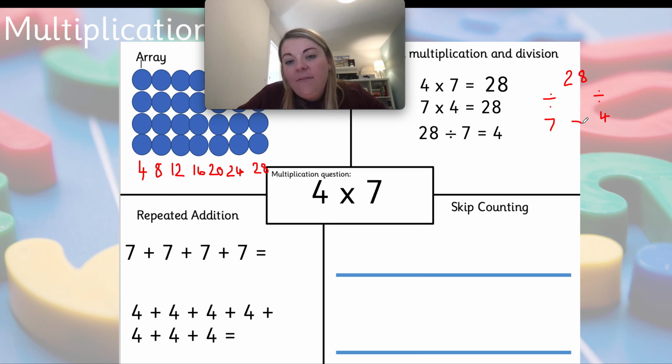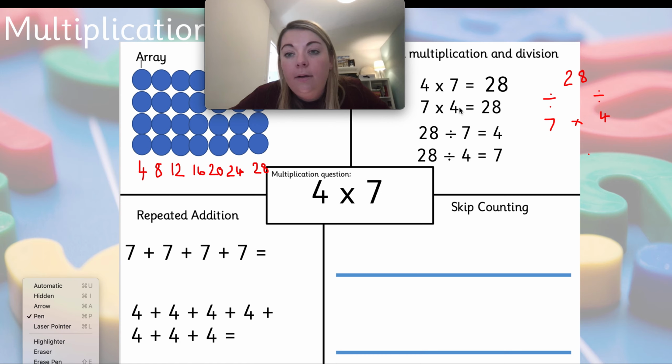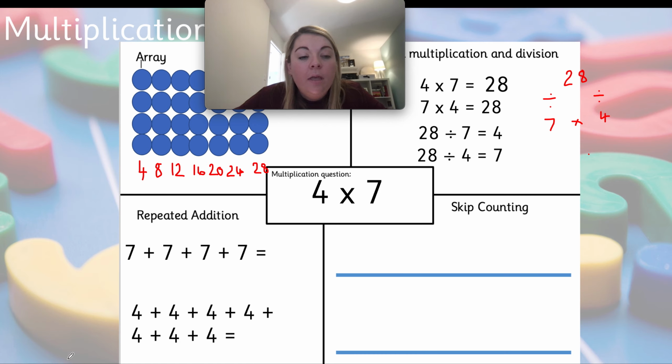So we know 7 groups of 4 or 4 groups of 7 is 28. So 28 divided by 7 is 4, and then 28 divided by 4 is 7, as shown in the grid here. Okay, so moving on to skip counting.